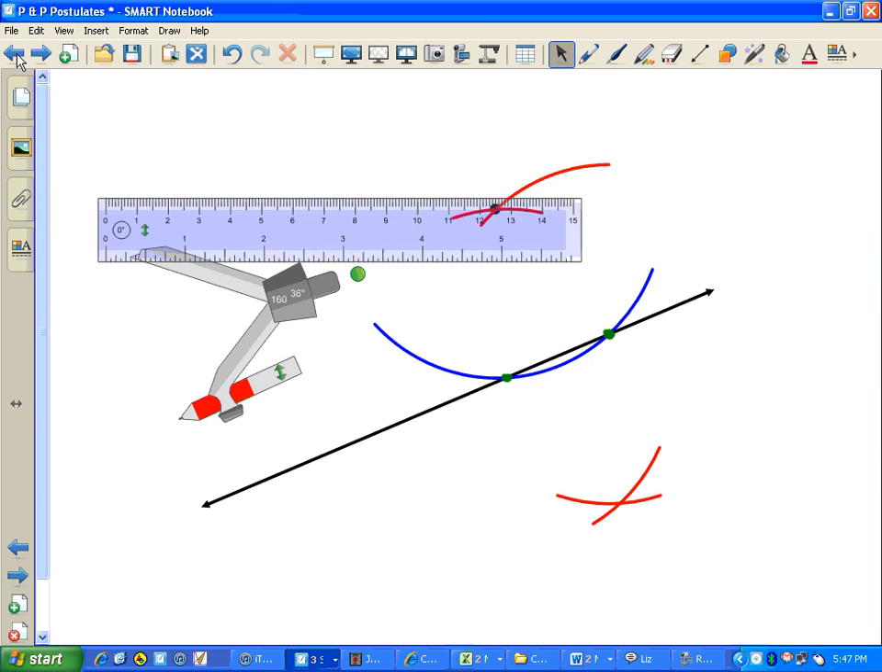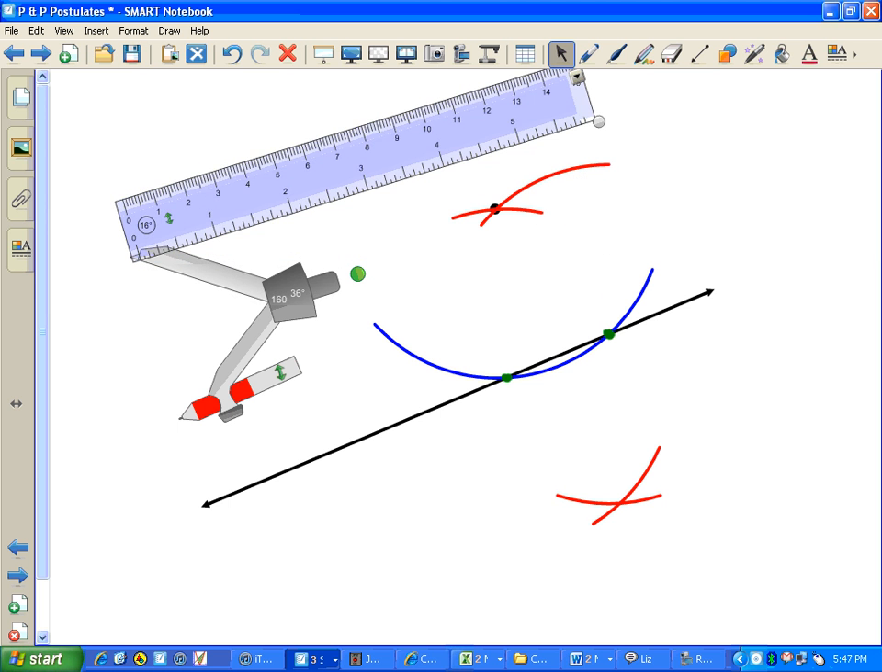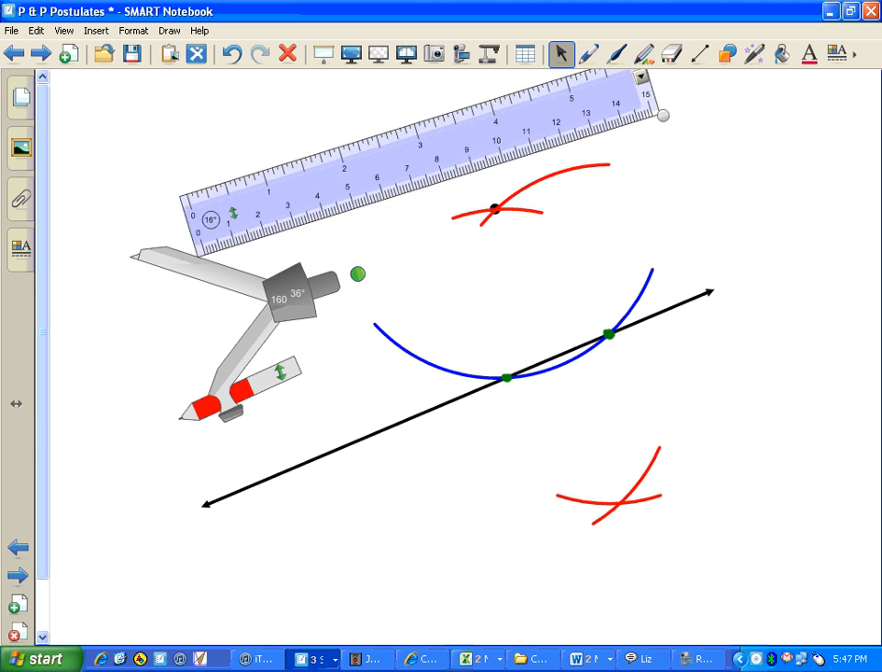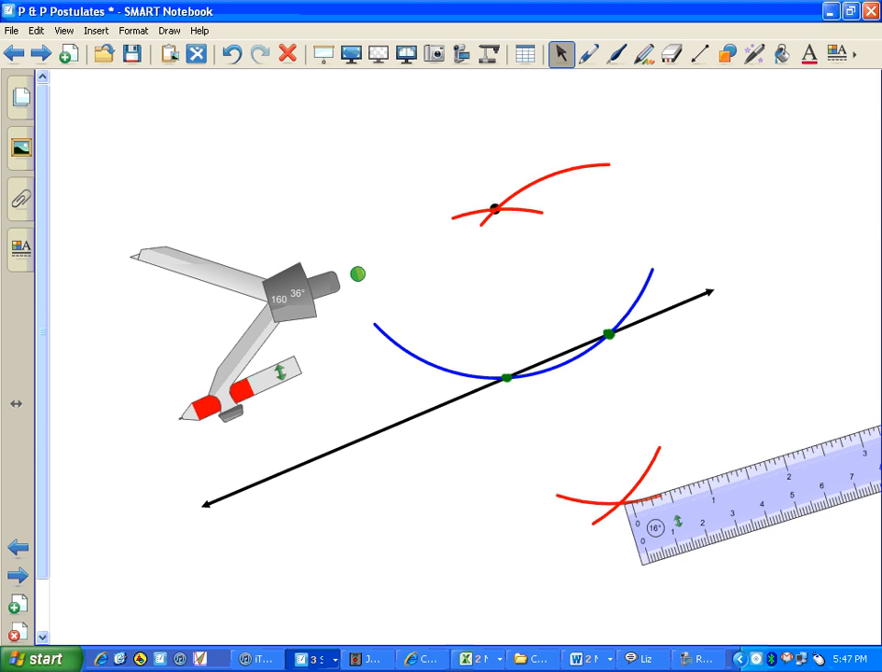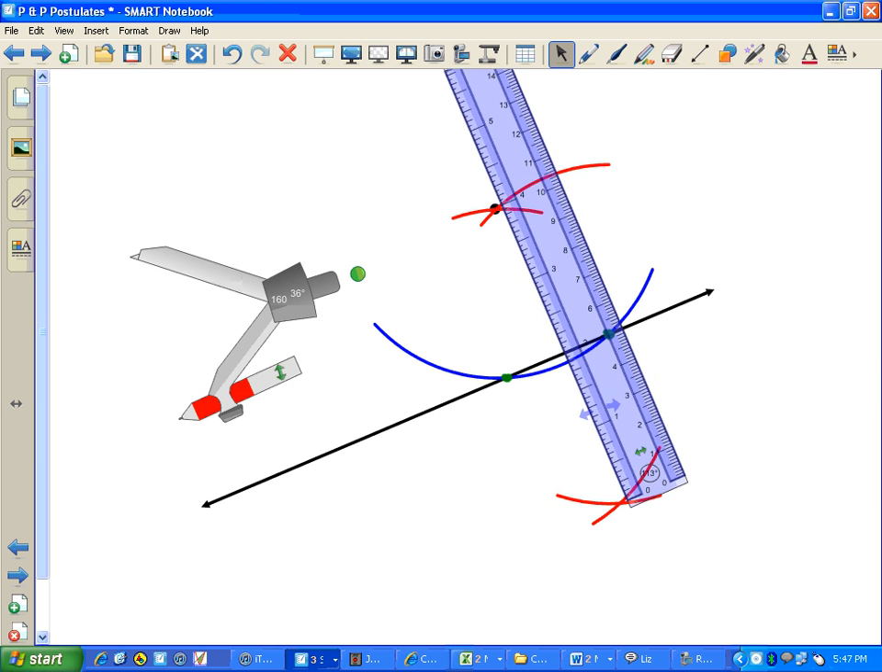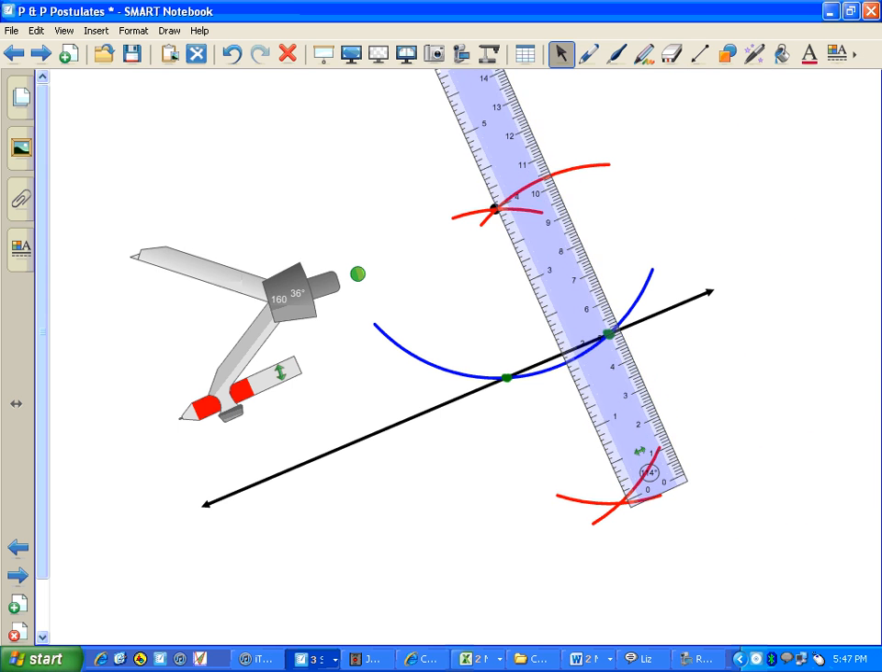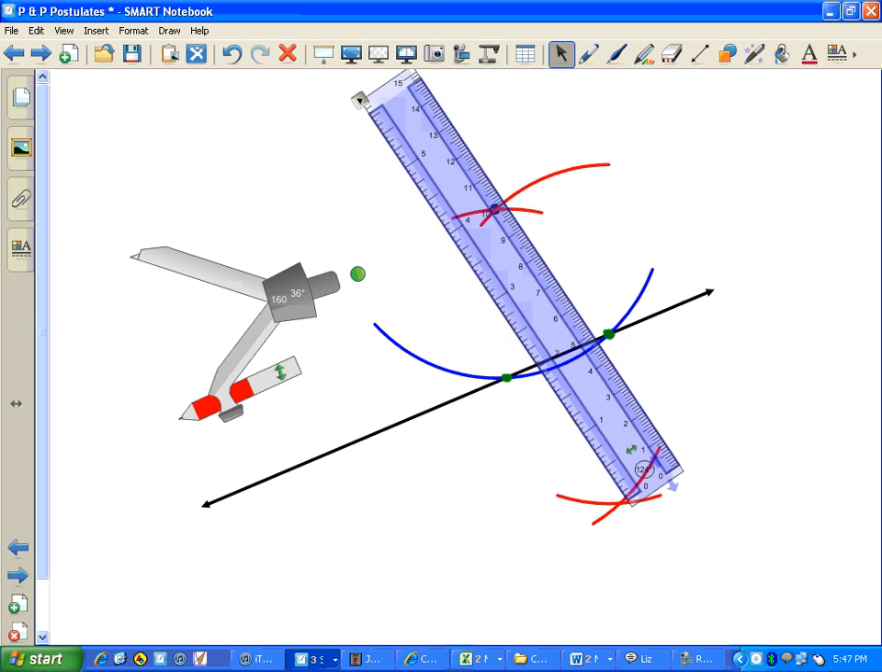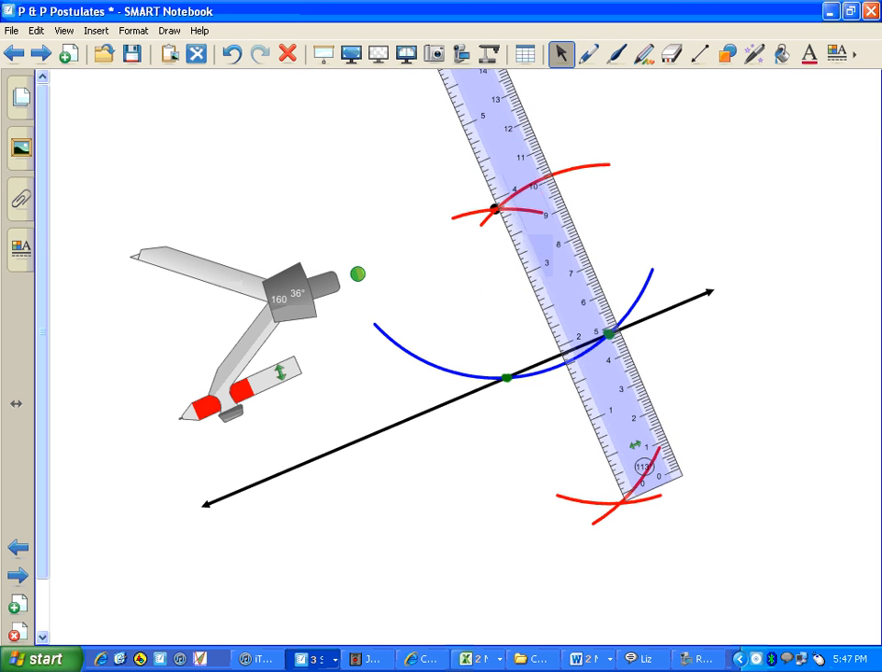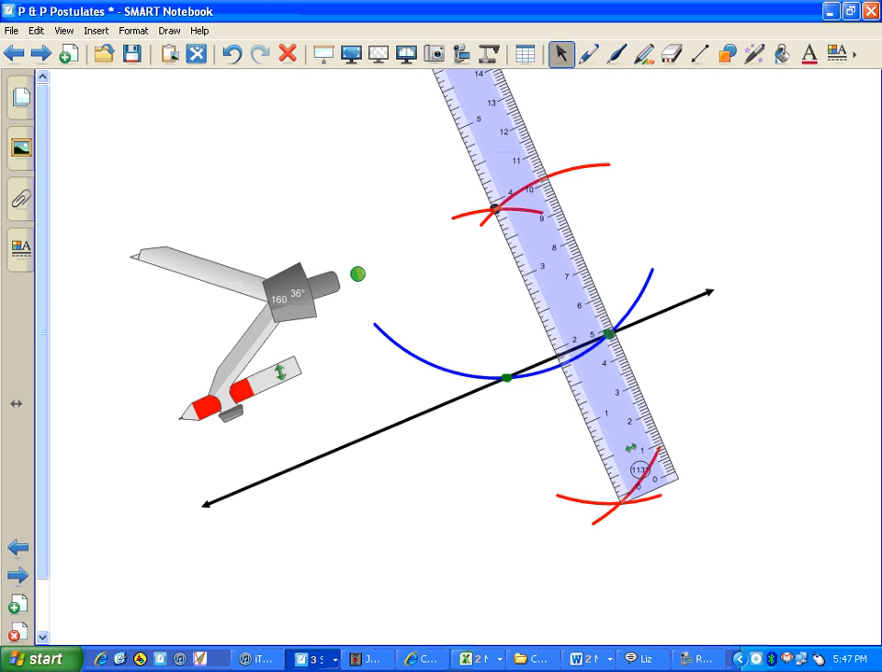Now all I need to do is use my ruler. Put it down here. It's going to go right through there. It's not lined up very well. Okay, so line that up, and then I'm going to connect it.